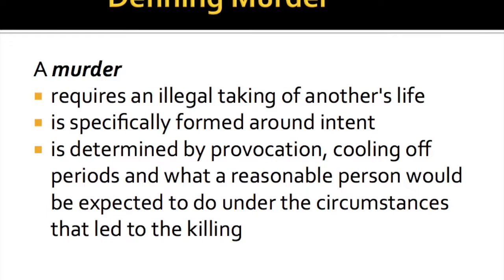So a murder requires an illegal taking of another's life. It is specifically formed around intent. And that is the huge part when we're deciding whether it was self-defense or a case of sudden passion, things like that. But in this case, with dealing with serial murders, there's going to be intent to want to kill. Also, we're going to determine the different definitions of mass to serial murders. We're going to see that there's a cooling off period and what a reasonable person would do and is expected to do under the circumstances that lead to the killings.